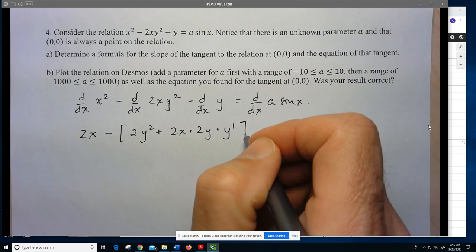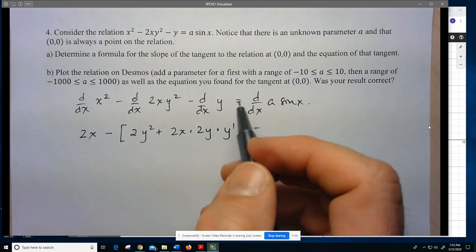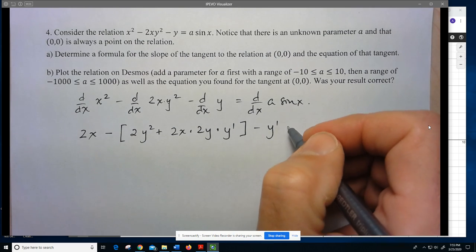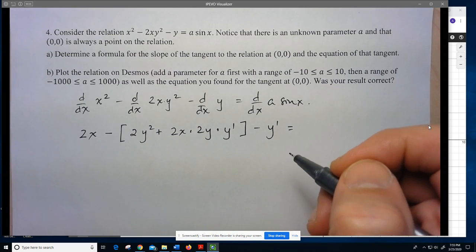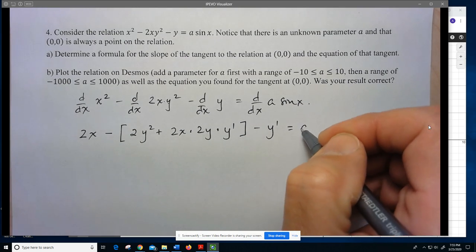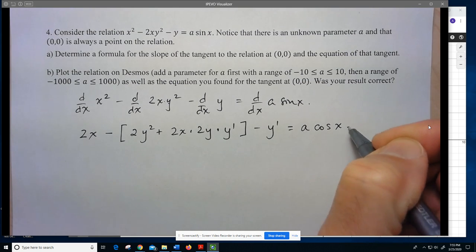All right. Now, minus, well, this is a nice easy one, because the derivative of y with respect to x, again, I can just represent using y prime. And now we can take the derivative of the right-hand side. Remember that a is just a constant, so it's just going to be a times the derivative of sine x, which is just cos x.